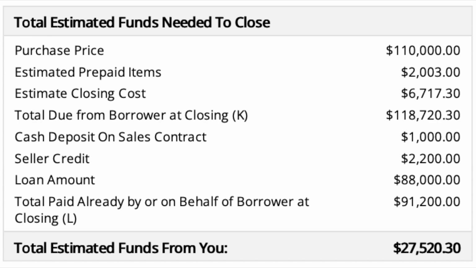So that origination charge at the very beginning is basically paid for through these seller concessions, so that's not money I actually have to pay out of pocket. My loan amount there is $88,000, and then you guys can see the total paid already by or on behalf of the borrower at closing, $91,200. So it says at the very bottom there, total estimated funds from you is going to be $27,520. So that may seem like a lot.